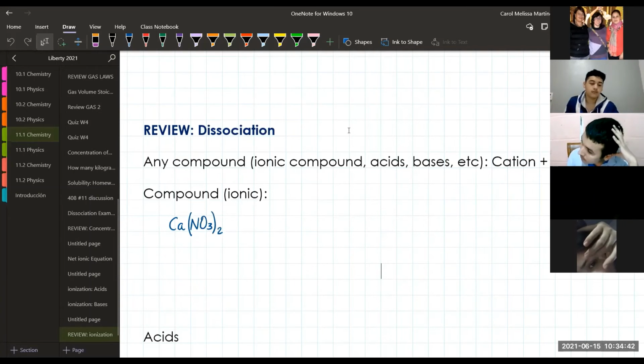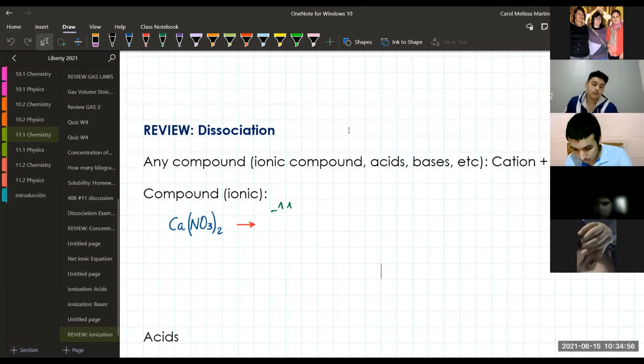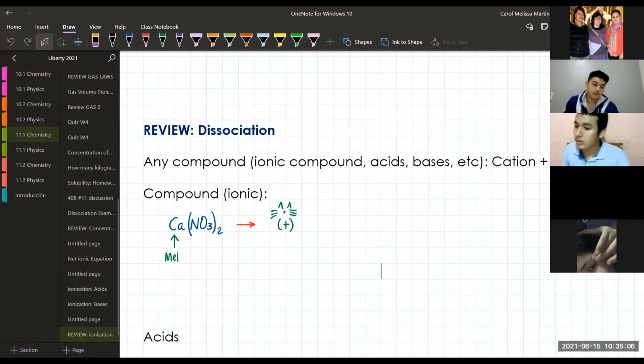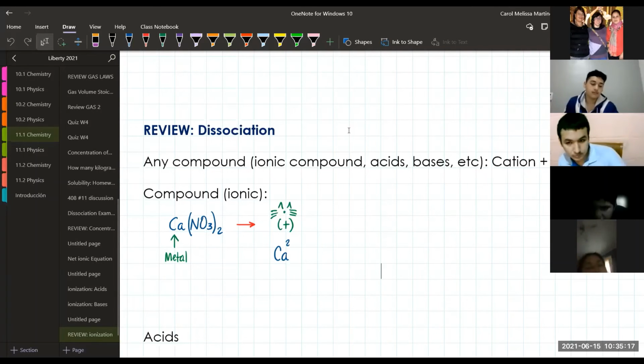Now, what are the ions that are making up the calcium nitrate? Calcium nitrate is made of the cation, which is the one that has the positive charge. It's always the metal, okay? And the metal in this case is calcium. So the cation is going to be calcium. The charge of calcium is positive 2, okay?